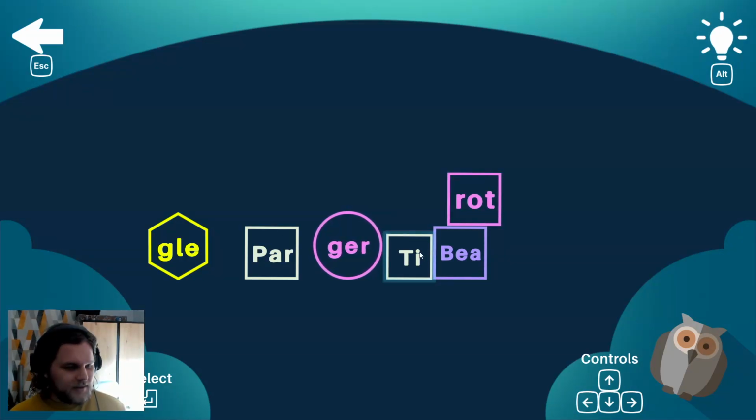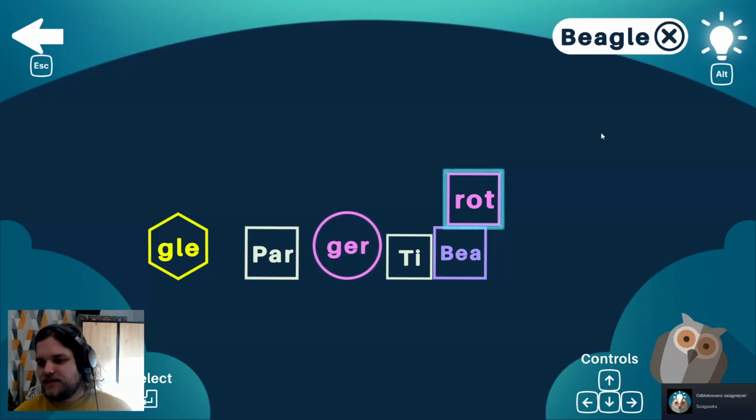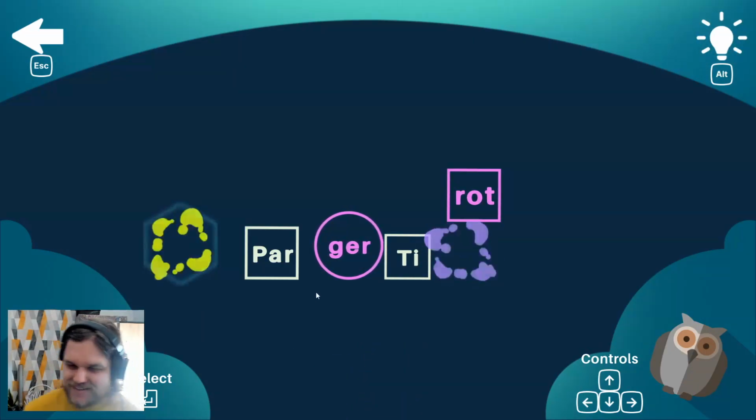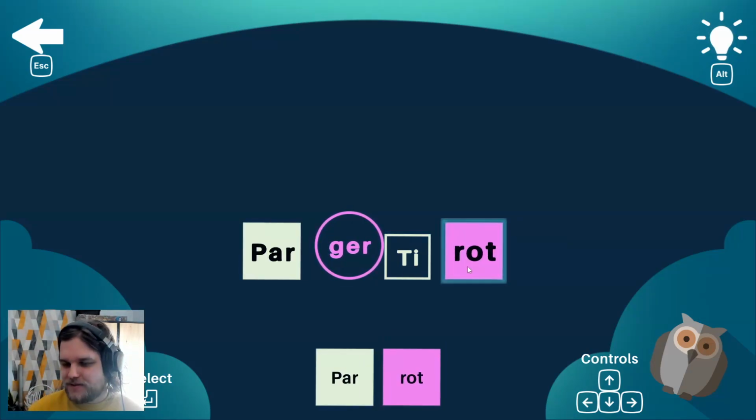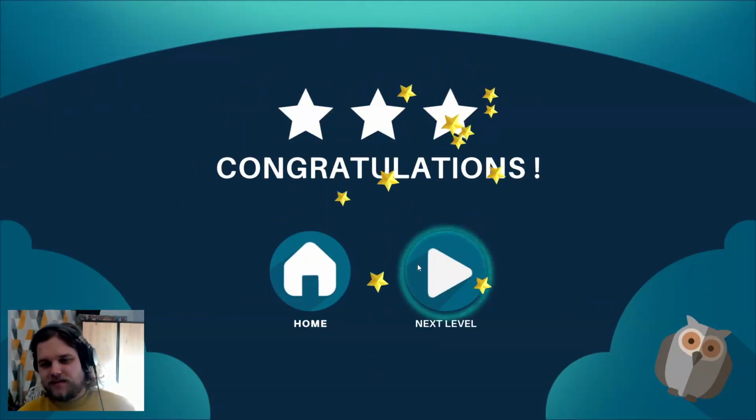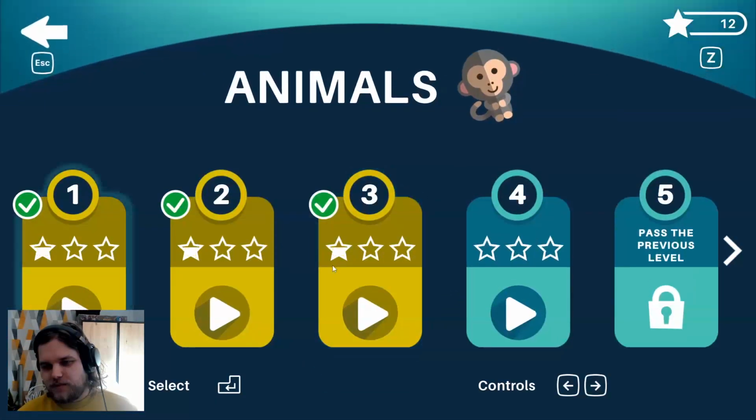If I don't know any word at this point, I can try using Alt or press on this light bulb to see some hint on what the word can be. It's a beagle, okay? Makes sense. I can know such an animal. Of course, parrot now, and the tiger. Okay, this was easy. I couldn't see it at first. Yeah, and I can go back to the menu now.